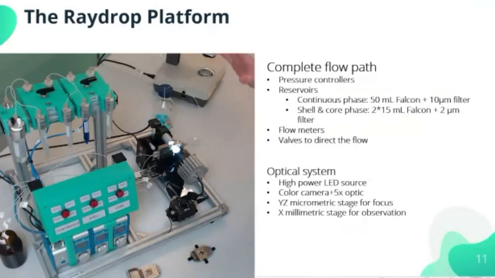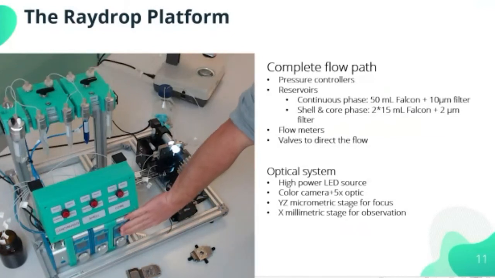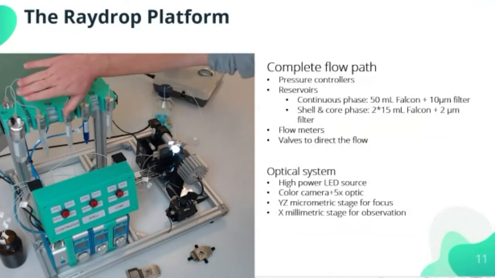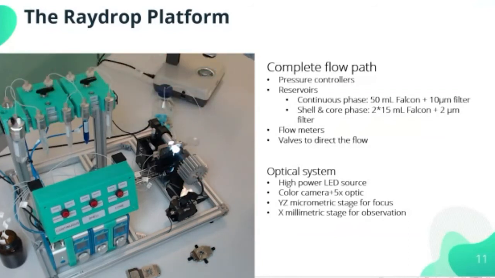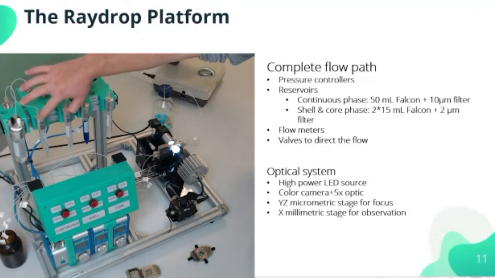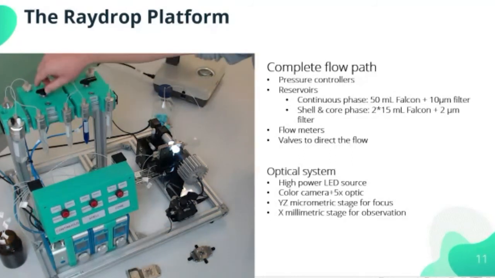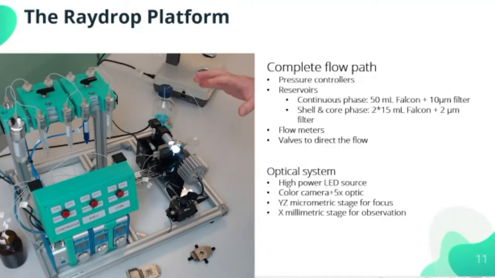Everything is included actually. You will have some pressure controller at the bottom that will pressurize the reservoir for the continuous phase, the shell phase, and the core phase. For the shell phase and the core phase, we use 2 reservoirs for each, and you can switch from one reservoir to another with the valves here on the top of the system. This is really here to help you produce your emulsion easily, because when you do a polymerization system, for instance, or you use an API in the core phase that you want to encapsulate, you will prime the system with pure solvent or close to pure solvent.